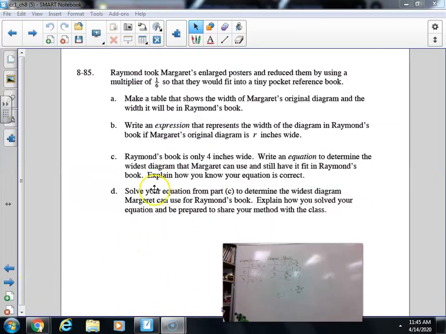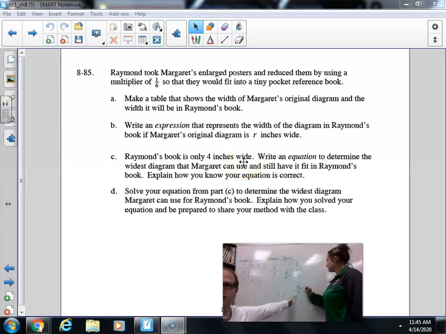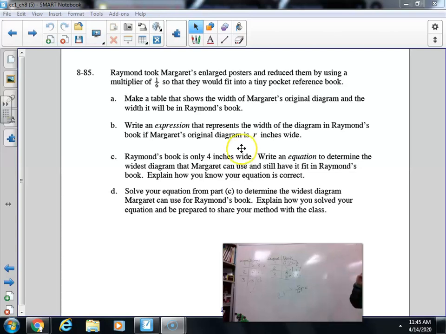So letter C now says Raymond's book is only 4 inches wide. So how can we use this expression that we wrote to now make an equation? So we have to set it equal to something. In this case, the width is going to be equal to 4 inches wide. Write an equation to determine the widest diagram that Margaret can use and still have it fit on Raymond's book. Explain how you know that your equation is correct.